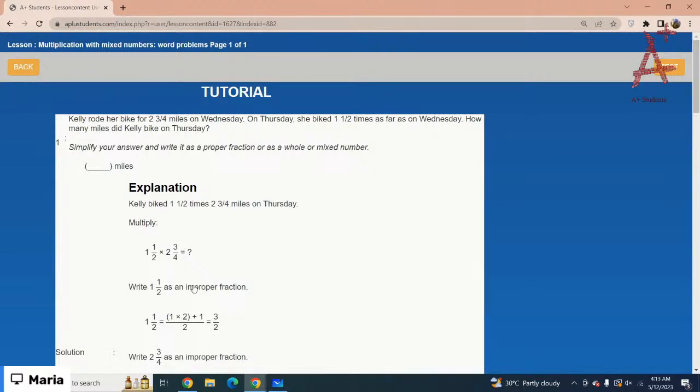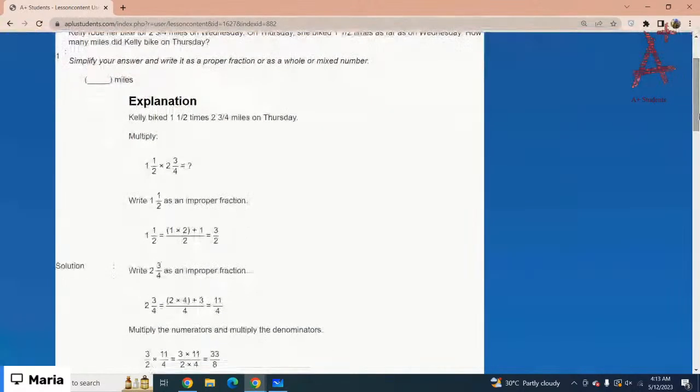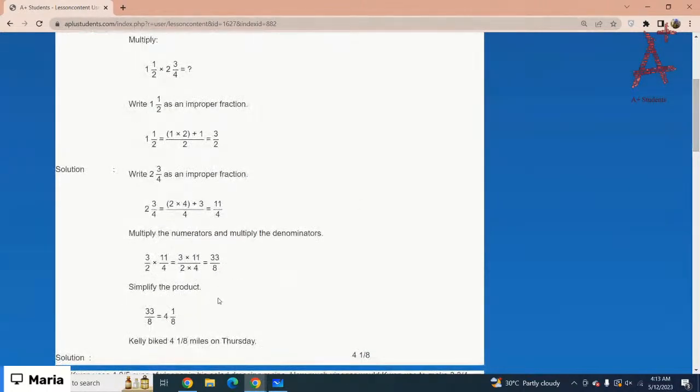That means you need to do 1 whole 1 by 2 times the one she did on Wednesday. So it would be 2 times 3 by 4. Got it? Just convert them into improper fractions. 1 whole 1 by 2 would be 2 times 1 is 2 and 1, 3 over 2. Then 2 whole 3 by 4 would be 4 times 2 is 8 and 3, 11 over 4. Just multiply the numerators and denominators. It would be 4 whole 1 over 8.